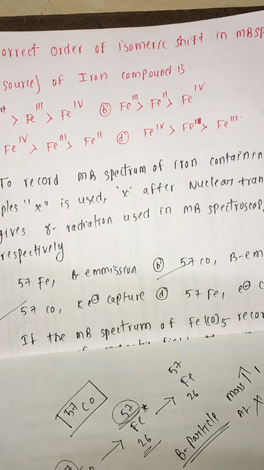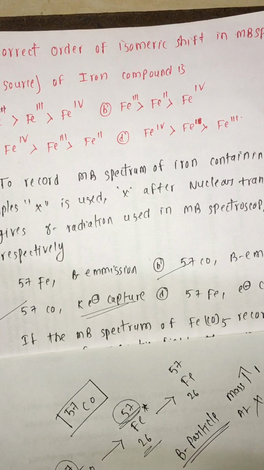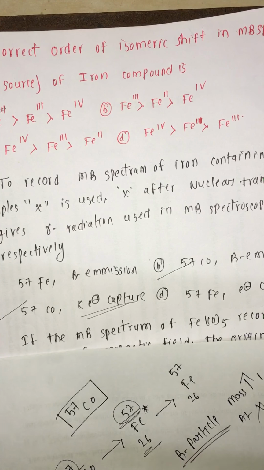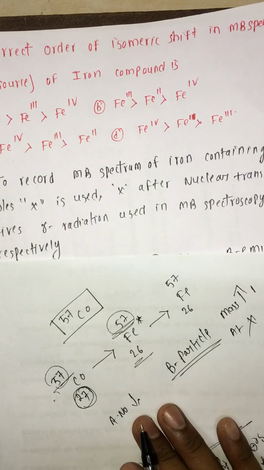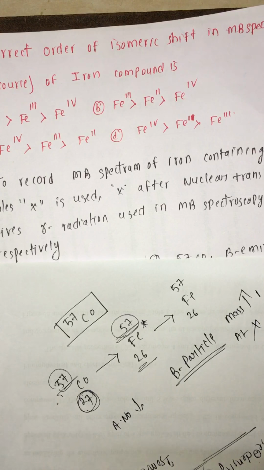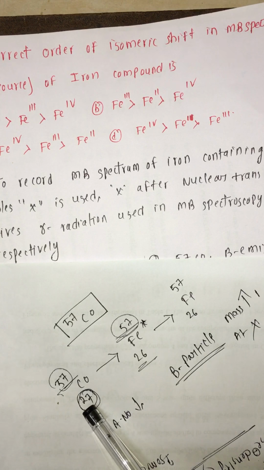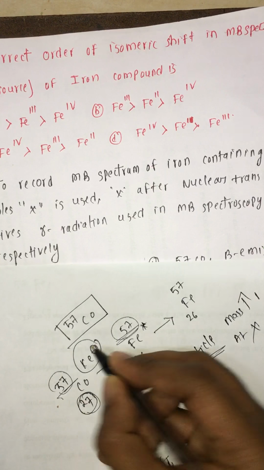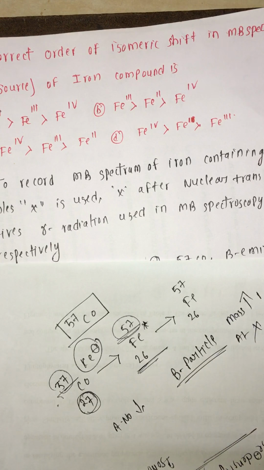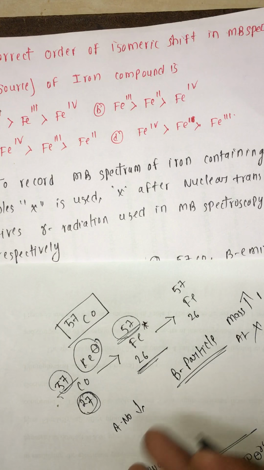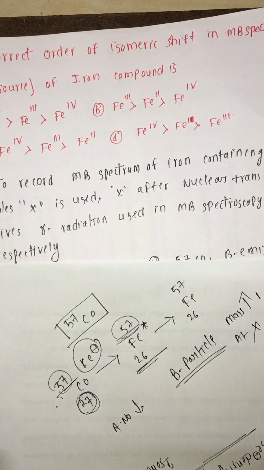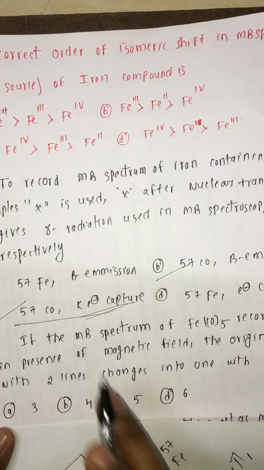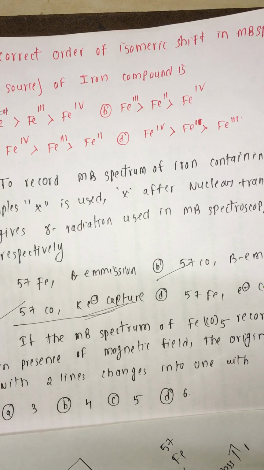That means that is K electron capture. When K electron capture happens, the atomic number will decrease by 1 unit and there is no change in the mass number. So through K electron capture, cobalt 27, 57 forms iron 26, 57 in the excited state, and further it goes into the ground state. So here the answer is cobalt 57, and this is by K electron capture.